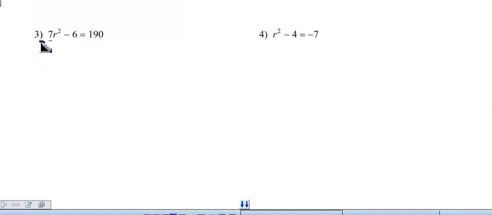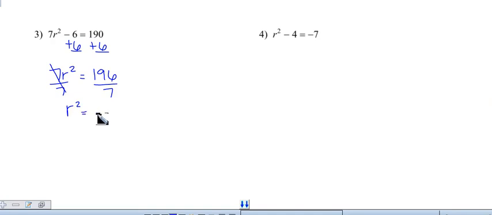Number 3 looks very similar to number 2. We're going to start this problem the same way. Add 6 to both sides. That gives us 7r squared equals 196. Since 7 and r squared are multiplied, I will divide by 7 on both sides. So now r squared is equal to 28.